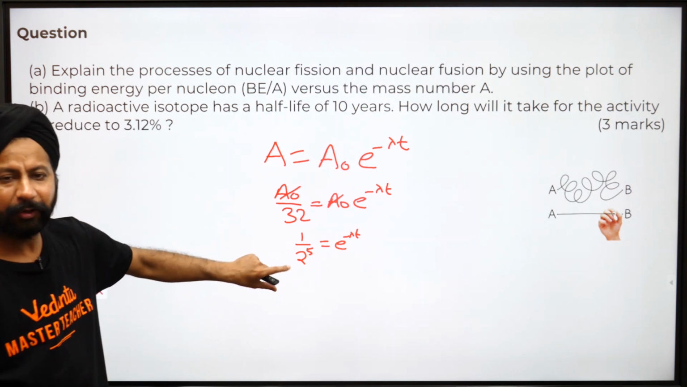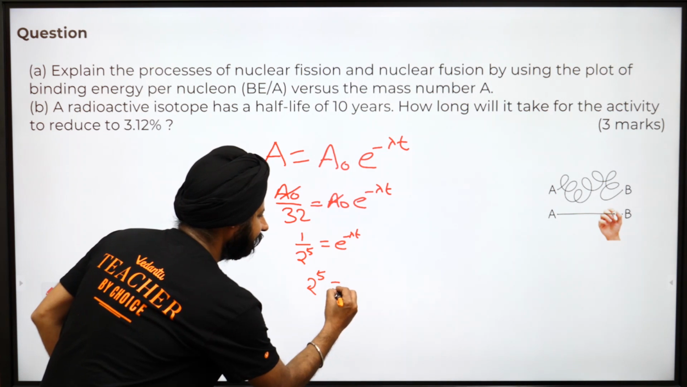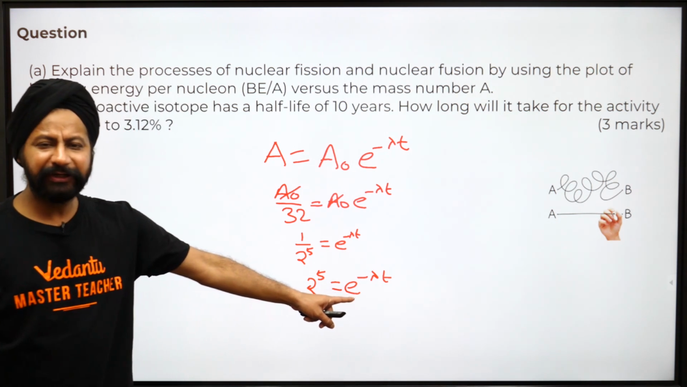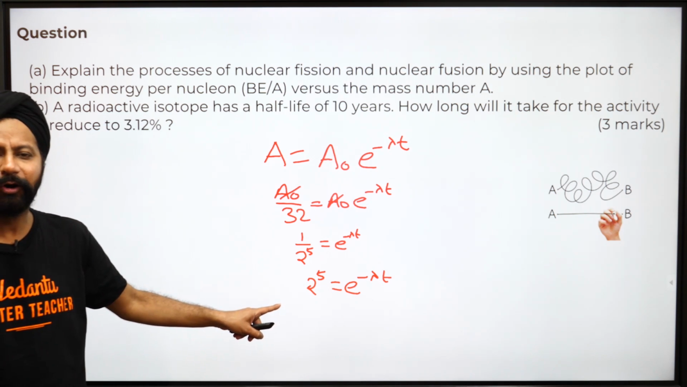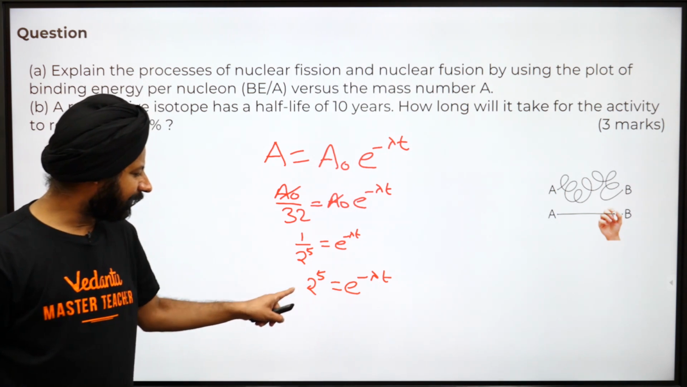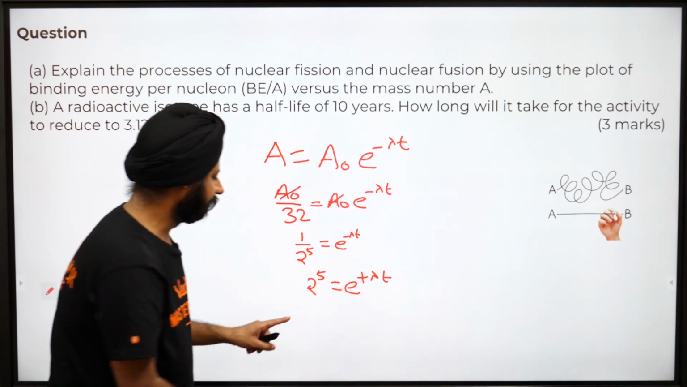ये नेगेटिव साइन यहां लाओगे तो ऊपर 2 की पावर 5 चली गई. 2 की पावर 5 इज इक्वल टू e to the power minus lambda t. अब ये एक्सपोनेंशियल का क्या करना है? एक्सपोनेंशियल यहां के लॉग बन जाएगा, नेचुरल लॉग, कॉमन लॉग नहीं, नेचुरल लॉग. सो यू ब्रिंग इट हियर, दिस बिकम्स लॉग ऑफ 2 टू द पावर 5 इज इक्वल टू lambda t. ये पॉजिटिव हो गया क्योंकि आई हैव मेड दैट.